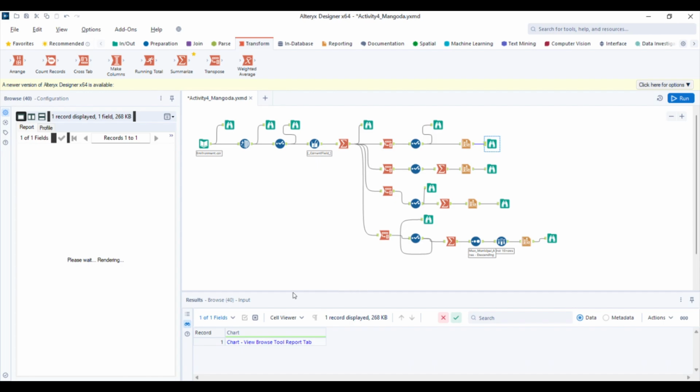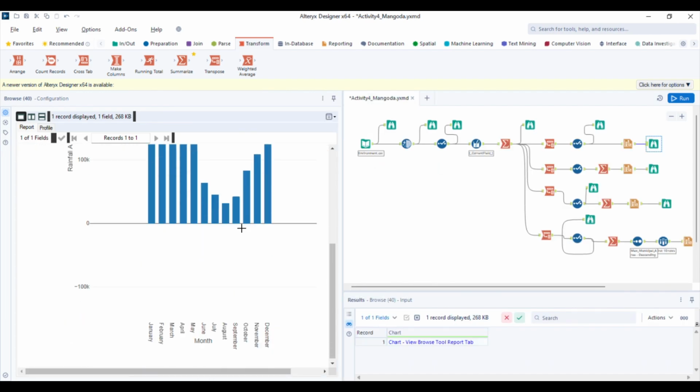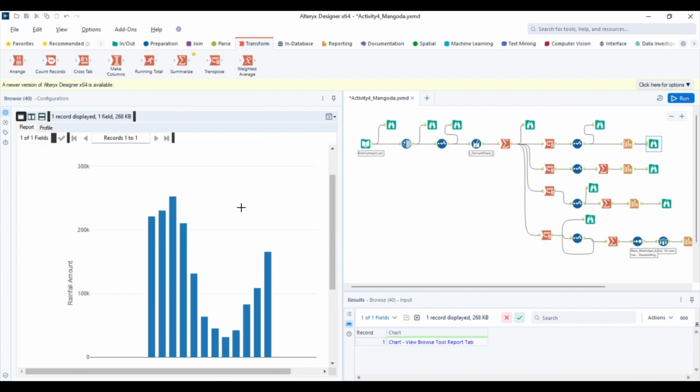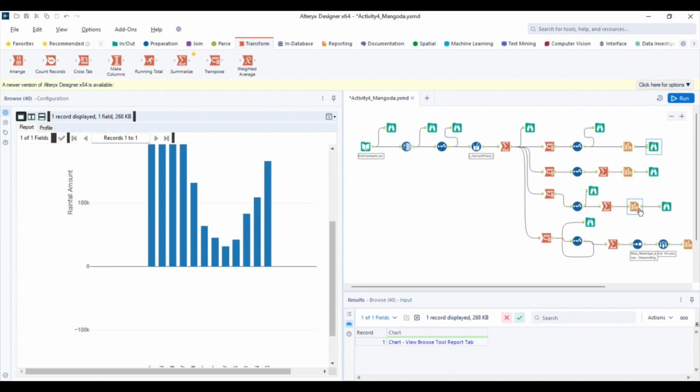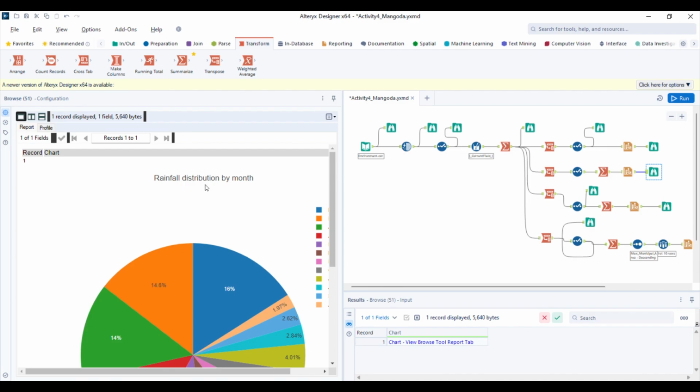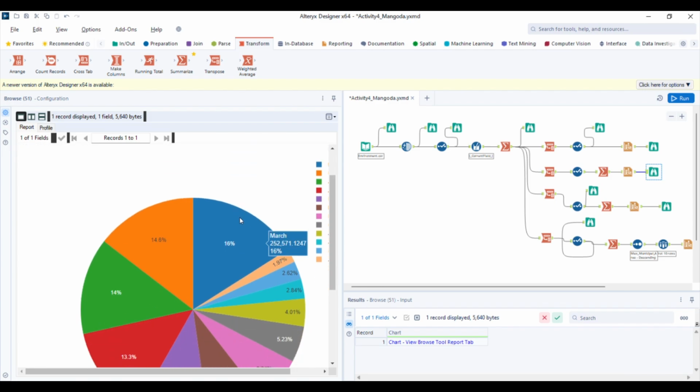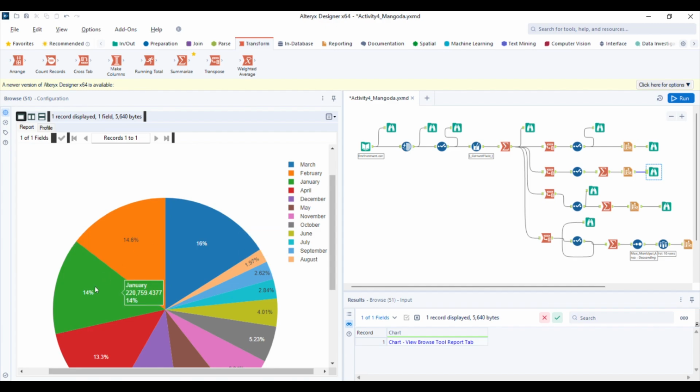The first interpretation of the data is the rainfall amount in a certain month. The rainfall amount peaked in March, followed by February, and then January, and the lowest of all is in August. Here is the second data visualization, which is the rainfall distribution by month. The month that receives the most rainfall is March, followed by February, and then January, which is 14%, and then April. The lowest of all is August, in which Brazil receives 1.87% of the rainfall.